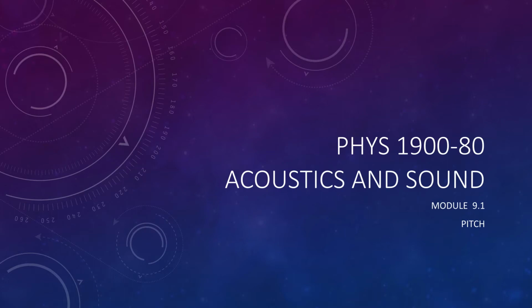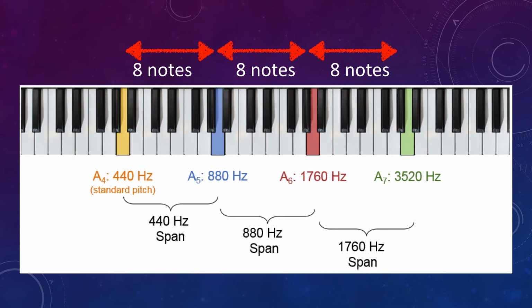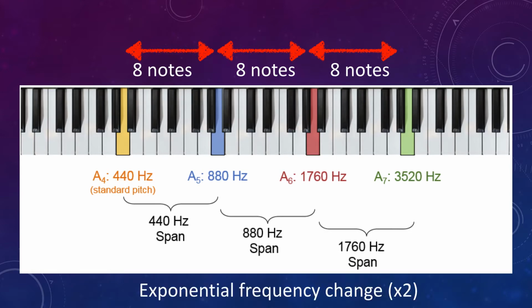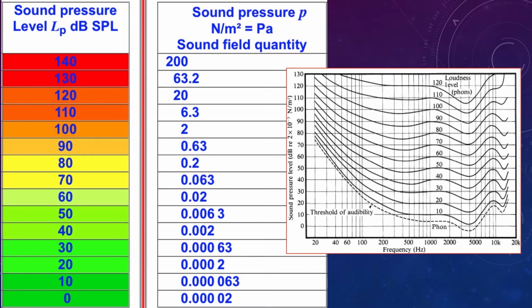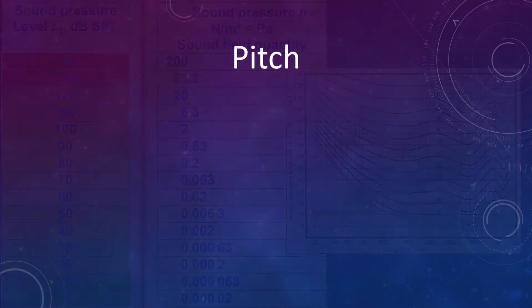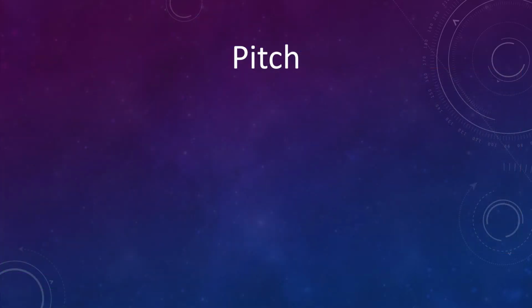Module 9.1, Pitch. In the introduction to logarithms, I spoke about the octave keys on the piano as an example of how we perceive exponential stimuli as being linear. And I explained that we use loudness, Fons, and dB SPL to describe how we perceive changes in sound pressure. The word we use to relate how we perceive differences in frequency is pitch.